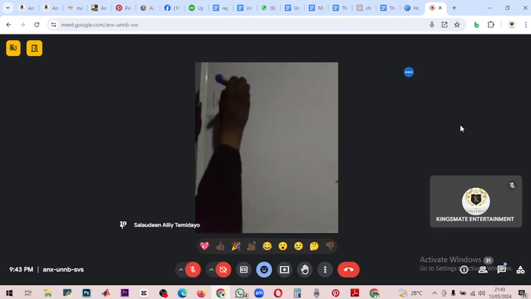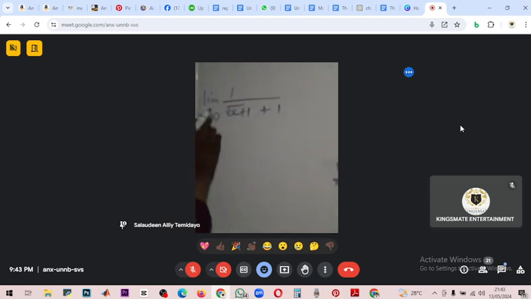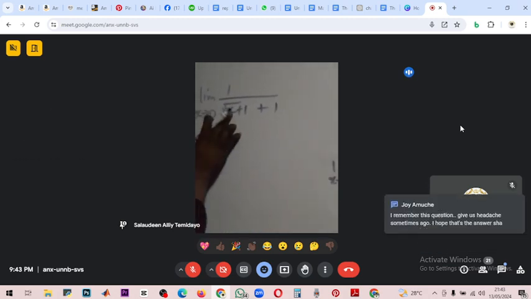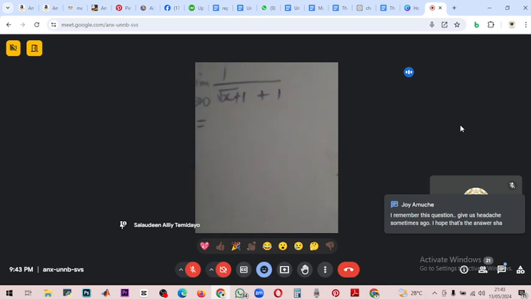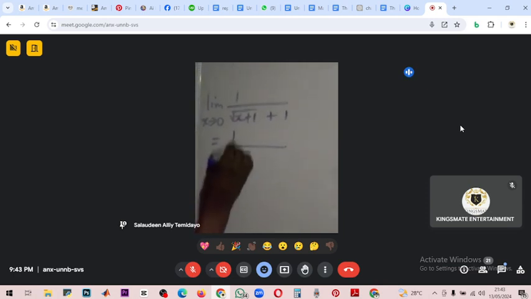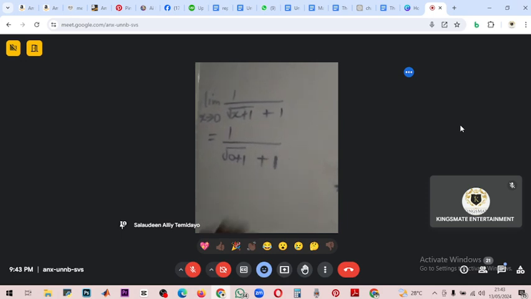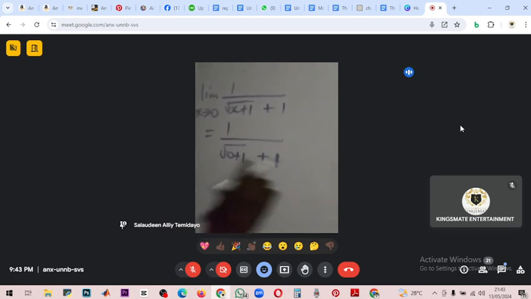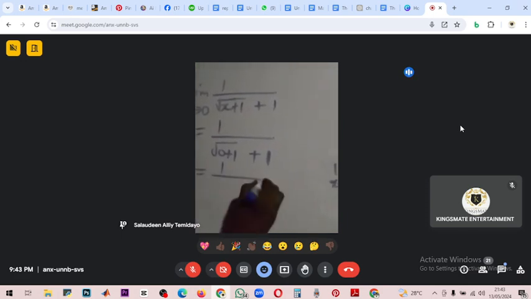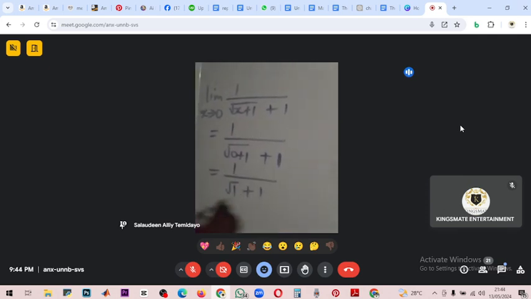So we have 1 over square root of x plus 1 plus 1. Now take x to 0. You can take x to 0 without any problem now. The replacement theorem. So square root of x plus 1 is square root of 0 plus 1, plus 1. So 1 over square root of 1. That is 1 plus this 1.